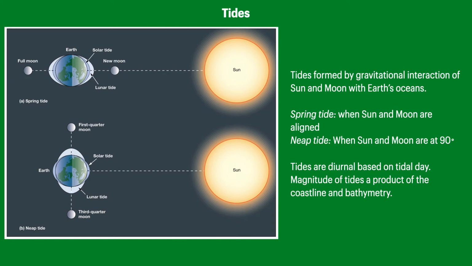So when they're at right angles to each other, like in the bottom figure on the left, we get what we call neap tides, when the sun and the moon are at 90 degrees from each other.